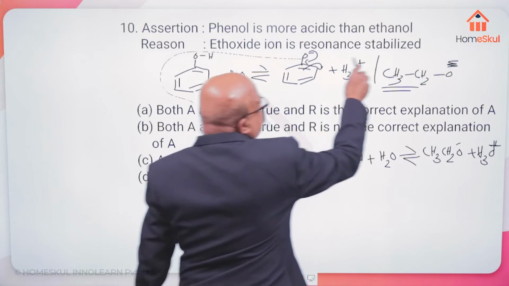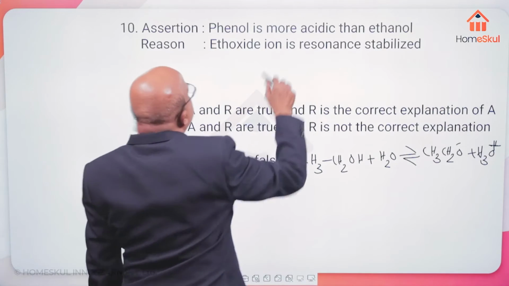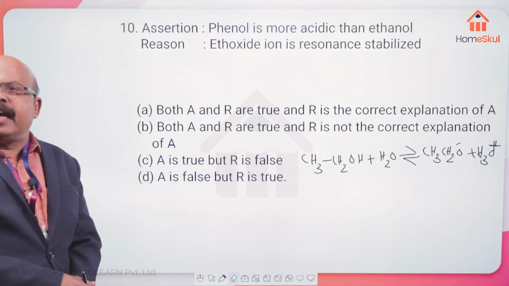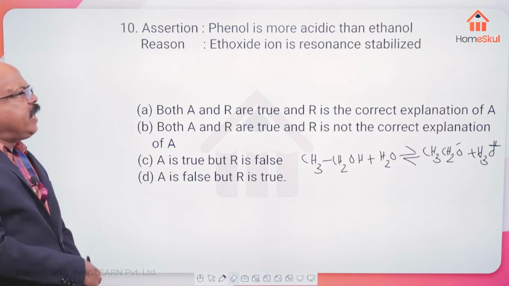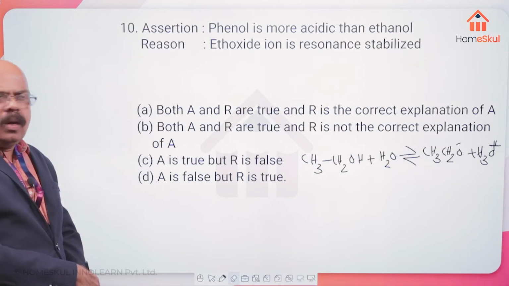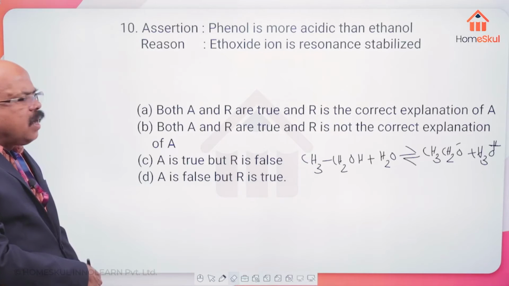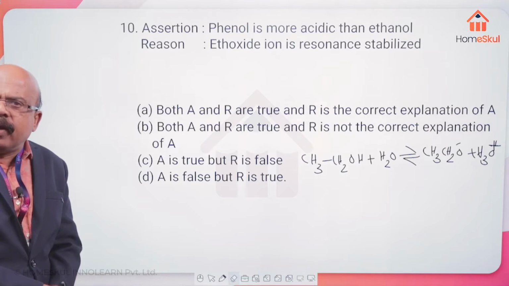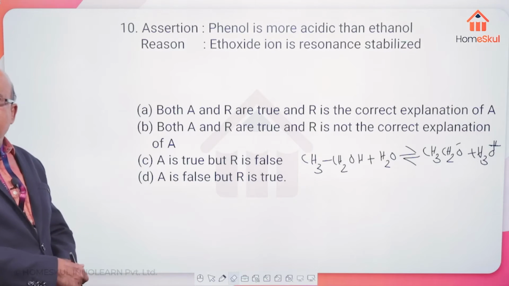So this is what is given here. The assertion is given as A, that phenol is more acidic than ethanol. Reason R: ethoxide ion is resonance stabilized. These are the two statements given. See the slide. Here the assertion is correct.